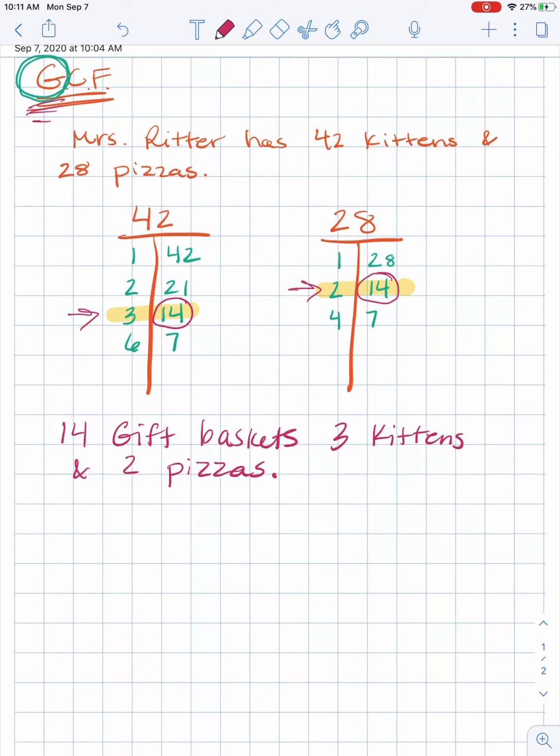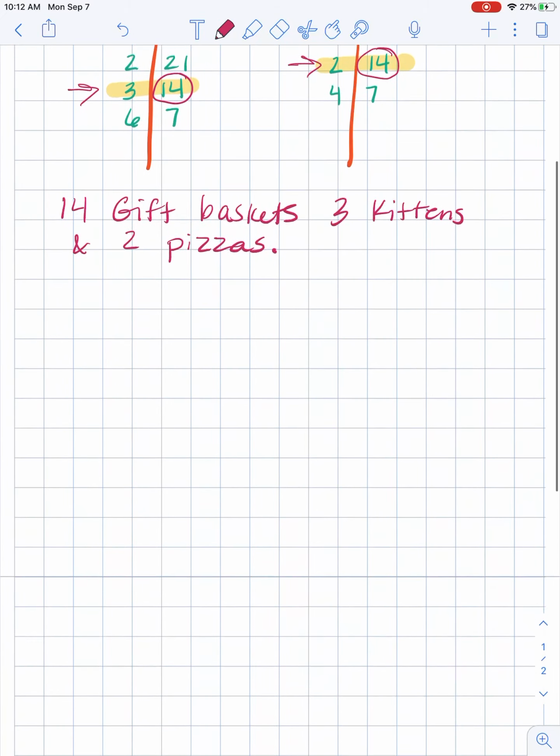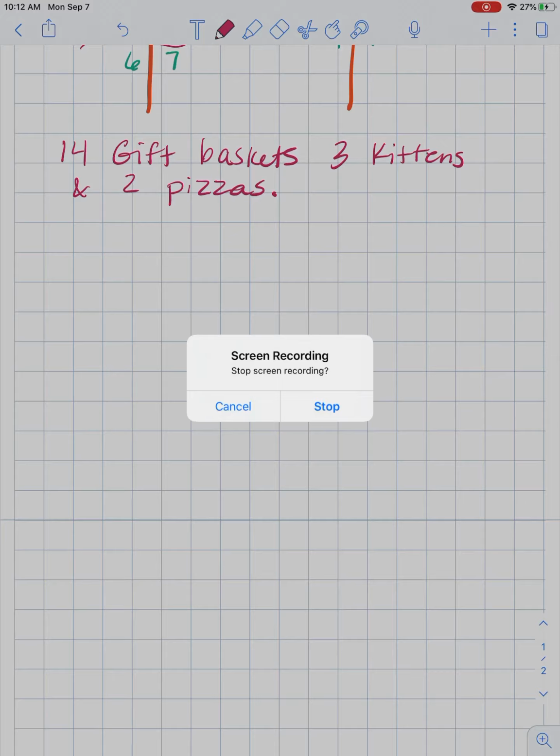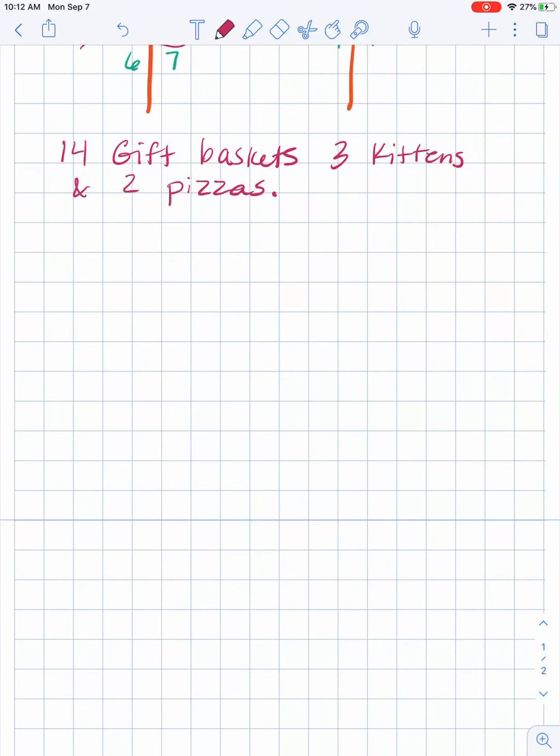So when we are finding greatest common factor, most often it's going to be when we are trying to divide things into even groups, right? We list out the factors for both numbers, and then we find the biggest factor that they have in common, the greatest factor. Awesome. Okay. I'm not going to stop. We're just going to move right into least common multiple.